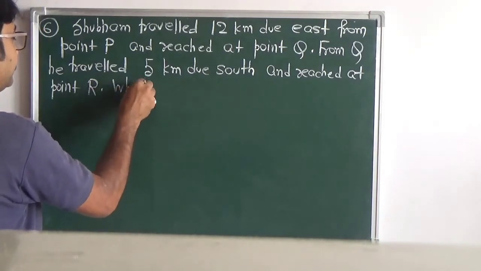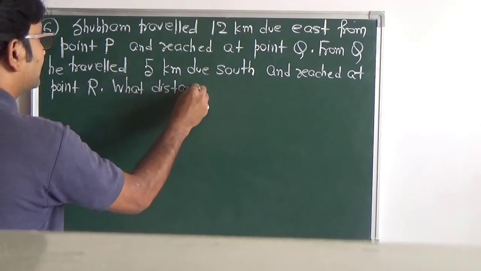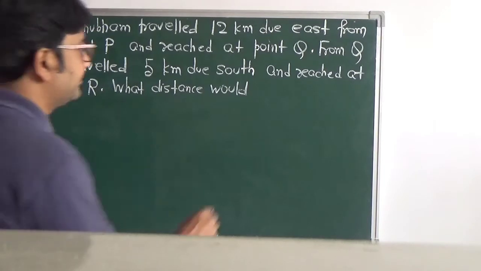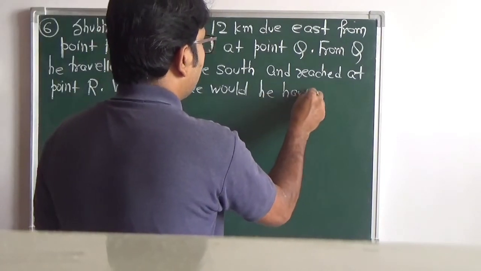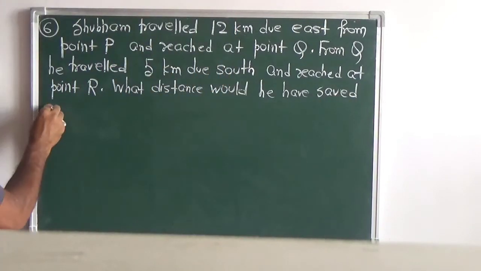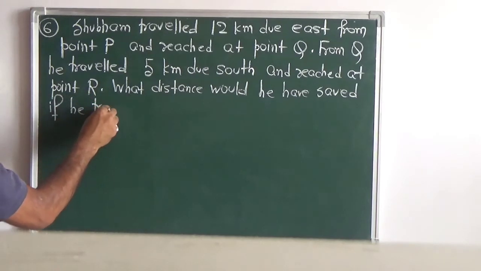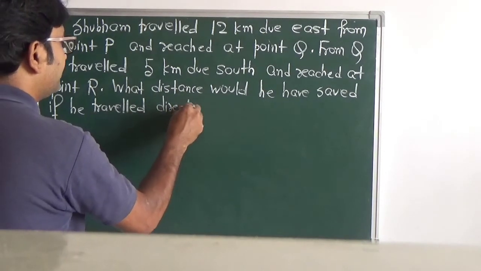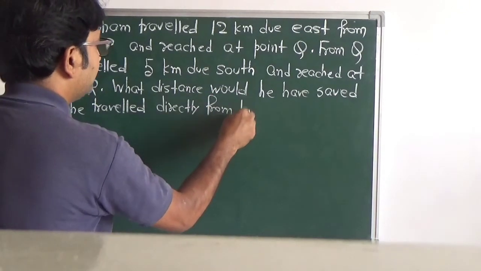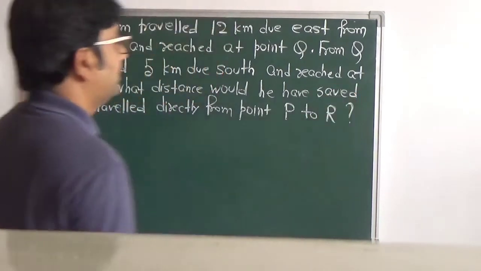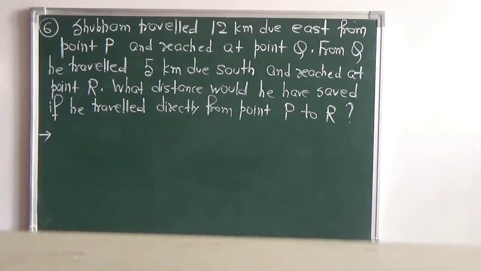What distance would he have saved if he traveled directly from point P to R? Now with the question, let us first draw the diagram.